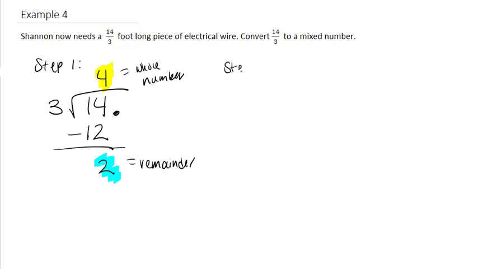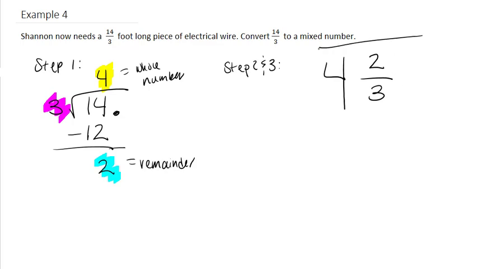So step 2 and 3 is we're going to take that remainder and then put it over our same denominator of 3. And then we're going to take our whole number, which is 4. So it's 4 2/3 is our correct solution.